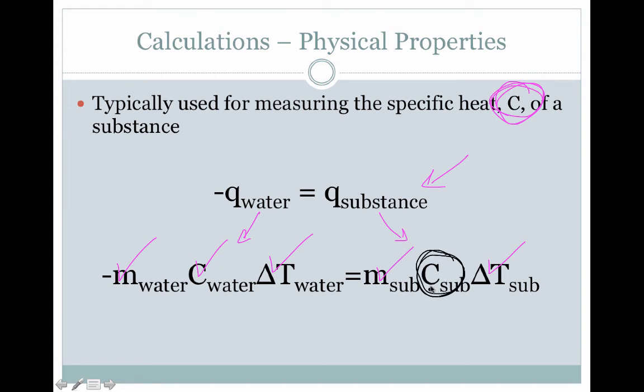A great example of this is measuring the specific heat of the metal. You plop the piece of metal that's hot into a cold tank of water. You measure how much the water temperature goes up. You determine the initial and final temperatures of the piece of metal, and then you plug all of that data in here and solve for your value of C.